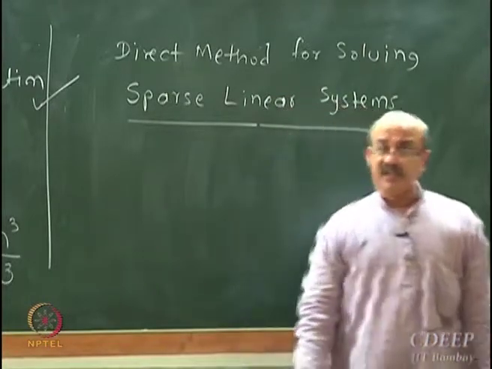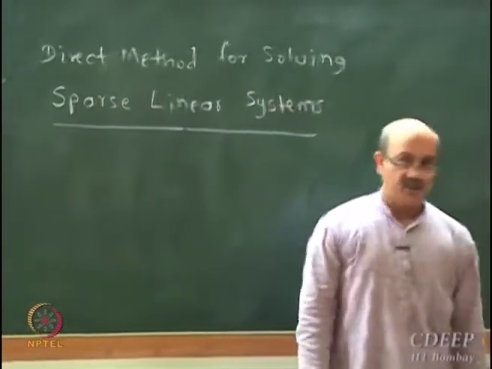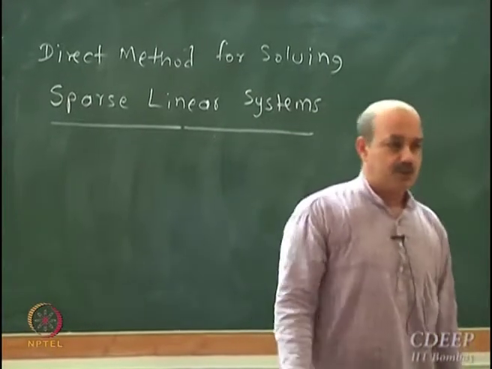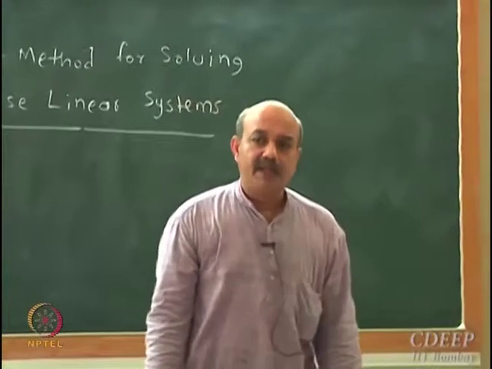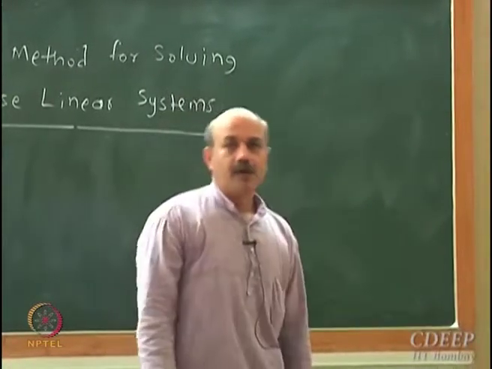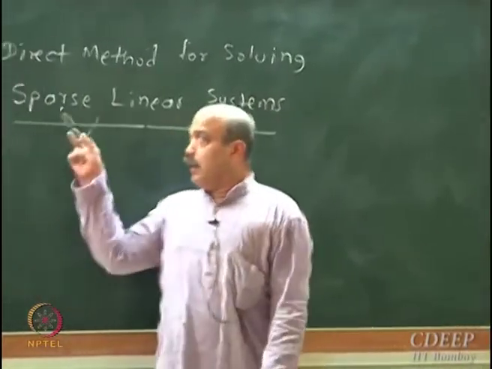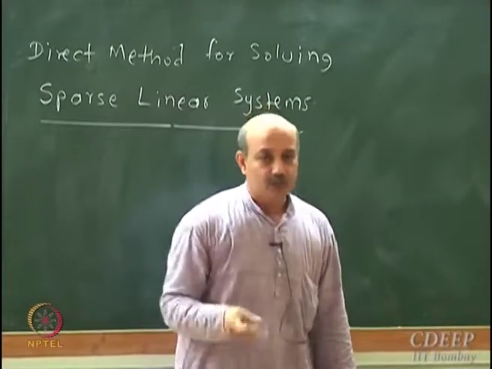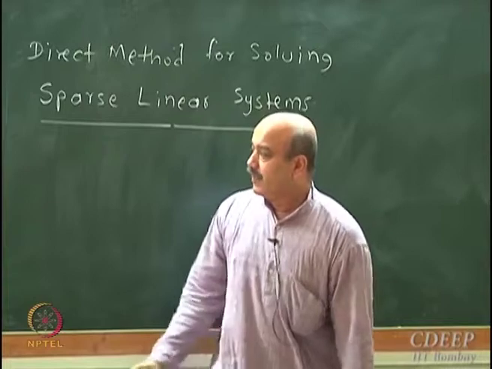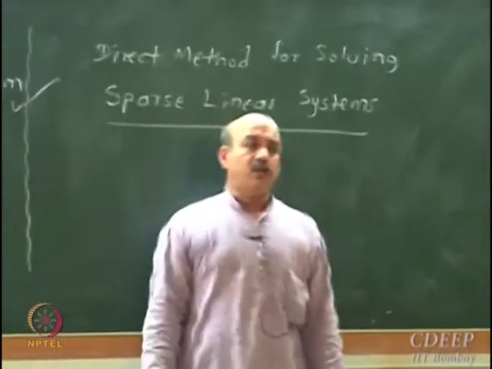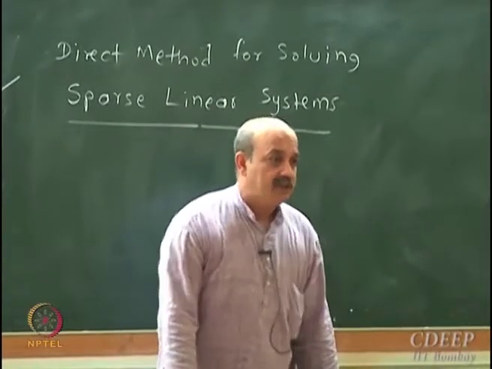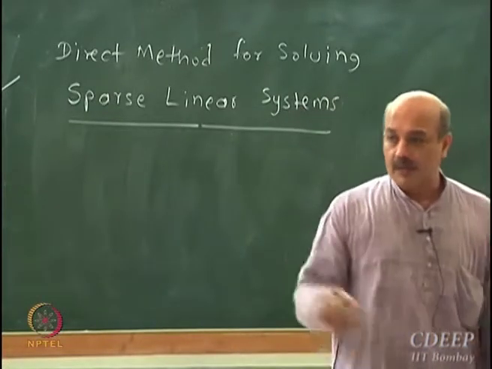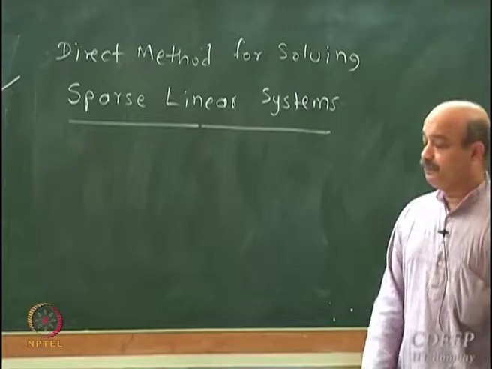Okay, sparse linear systems are those set of equations Ax equal to b where matrix A has a large number of zeros, and I want to exploit the sparse structure of that matrix A to come up with an efficient solution which will significantly reduce the number of multiplications and divisions that you need for solving the problem. Okay, that is the motivation for these sparse methods.